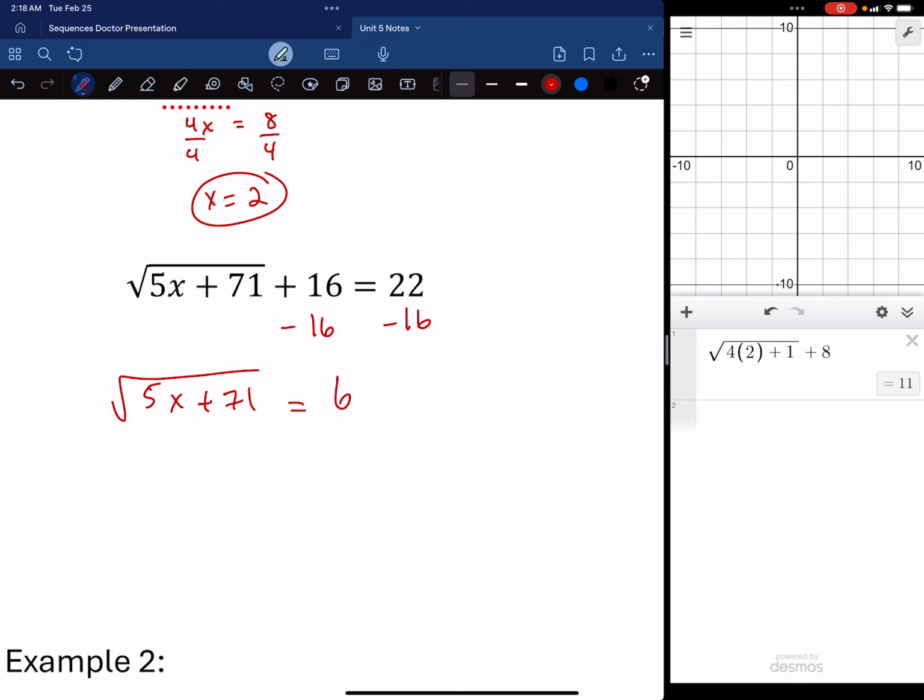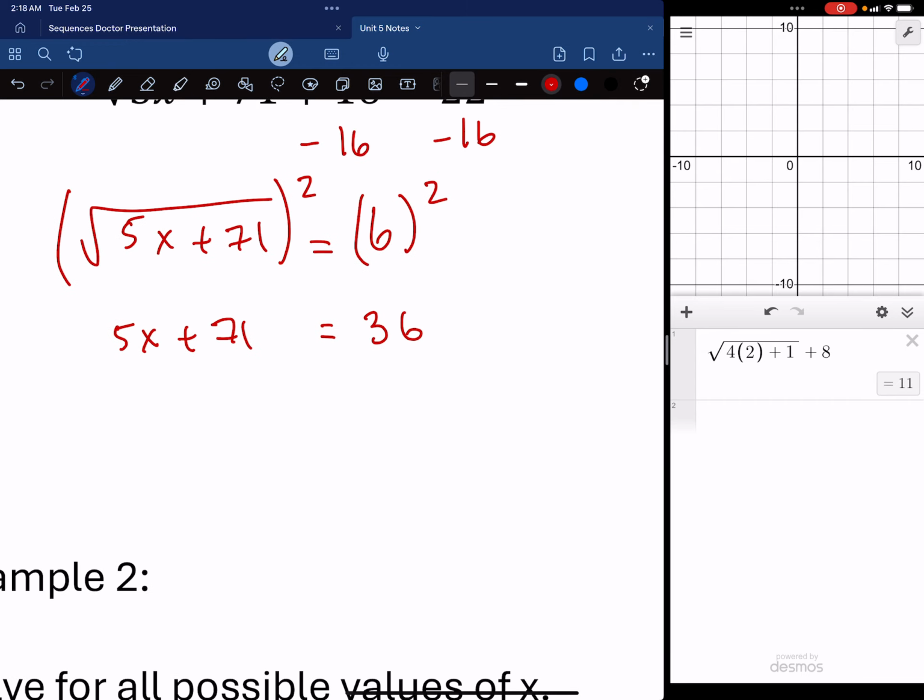And we need to get rid of that square root. So we're going to square both sides. On the right hand side, we're going to be left with 36. And on the left hand side, you're going to have just what's left over. Okay? Again, this is just now a two-step equation from Math 1. We're going to subtract 71 from both sides. So 36 minus 71 is going to end up being negative 35 over here. We're going to be left with 5x. Divide by 5 on both sides. So x is going to equal negative 7.